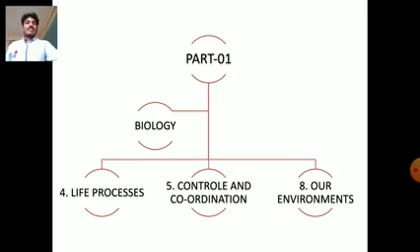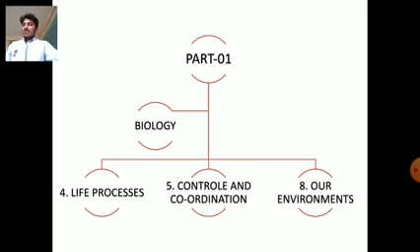Next, we go to the biology topics. Biology contains three major topics. The first one is life processes. In this chapter, we learn about what life processes are, how nutrition occurs and the types of nutrition, how organisms obtain their nutrition, nutrition in human beings, how respiration occurs in human beings, transportation in our body, how blood transports from one place to another, and excretion. The second chapter is control and coordination.